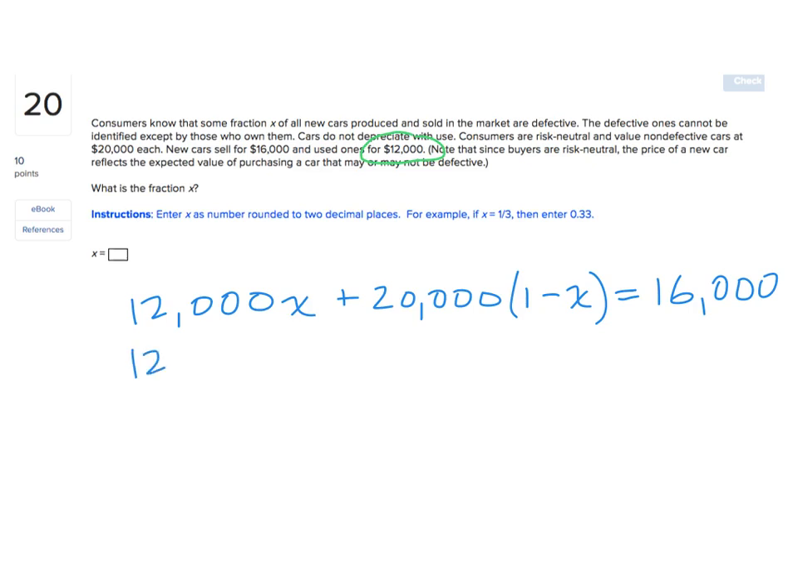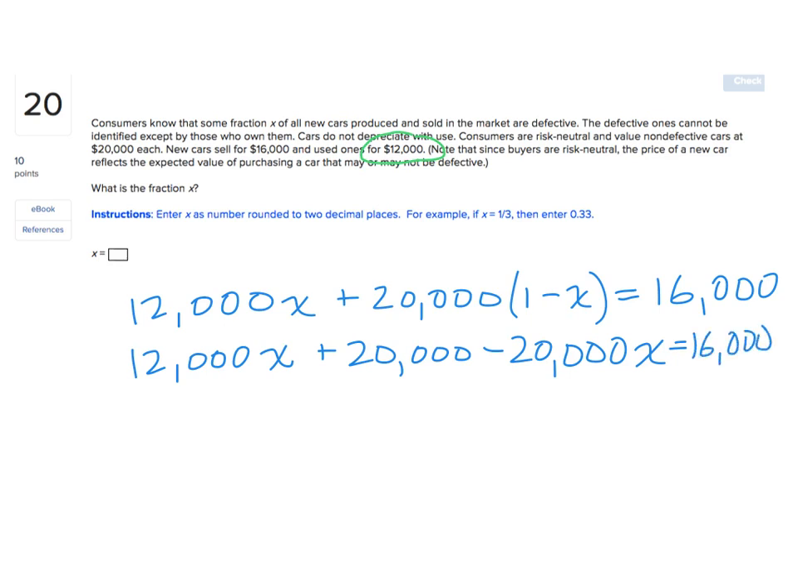So 12,000 X plus 20,000 minus 20,000 times X is equal to 16,000. Now let's move things around. Notice that if I combine terms with X in them, I get negative 8,000 X, negative 20,000 plus positive 12,000.